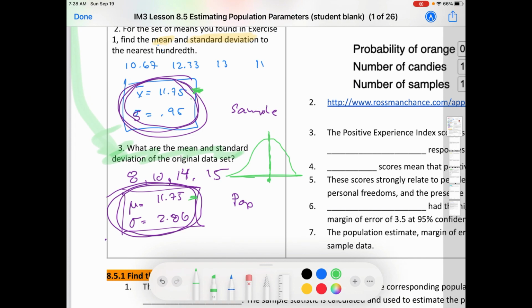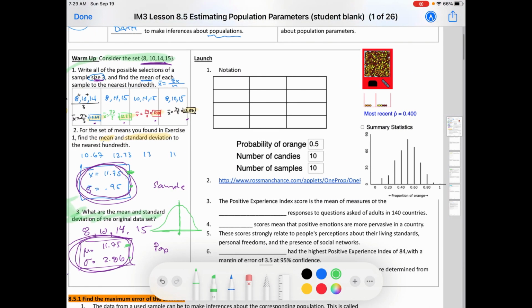And if you find something really interesting, the variation, the standard deviation in our sample, because we took so many other smaller samples, was small, but our variation or spread for the whole population was big, okay? This will make sense when we go over to the launch. So let's go over to the launch over here.